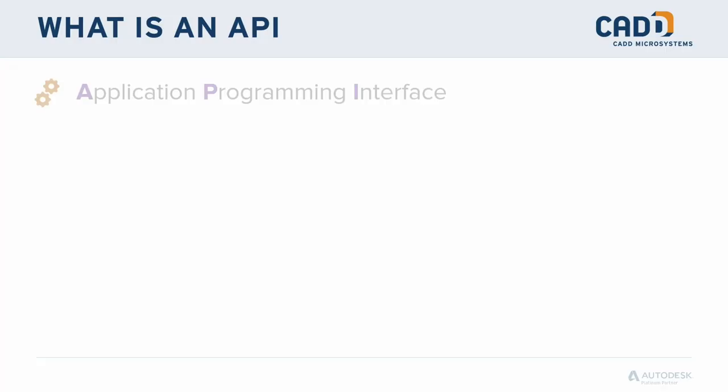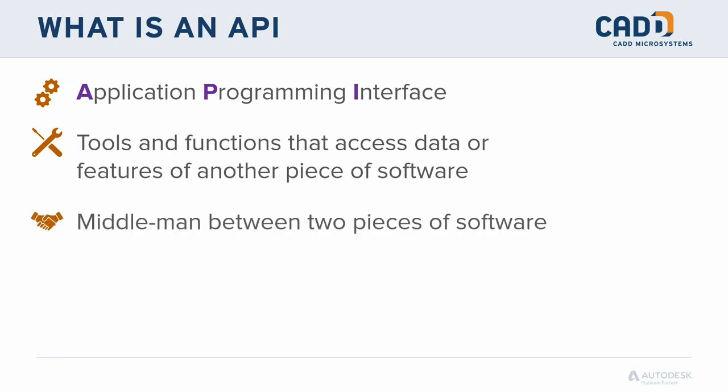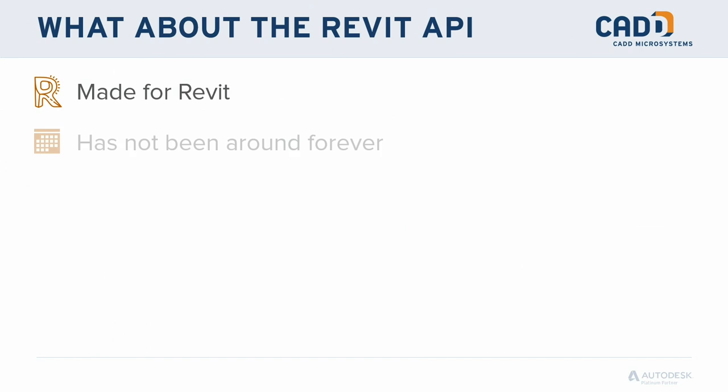So from 30,000 feet, APIs. What is an API? API stands for Application Programming Interface. It is the tools and functions behind the scenes that you can use to access software and get software to do what you want it to do. It can be the middleman between two pieces of software as well. When you're using Word, or using Revit directly with your mouse, you're going through the user interface, the UI. The API is essentially a back door into the software that lets other programmers use it. Not with mouse clicks, not on the monitor, but through calls, rules, and methods that are exposed through the API. So if we're talking about the Revit API, it is made specifically for Revit.